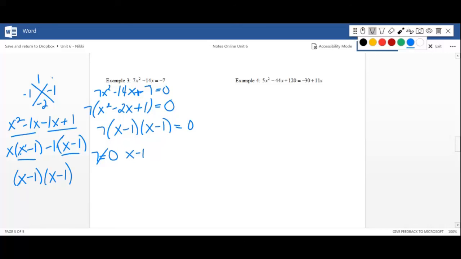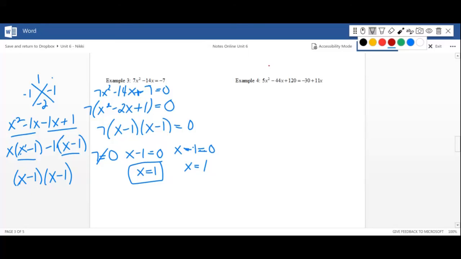However, x minus 1 equals 0 and x minus 1 equals 0 do give us a solution, but it's the same. When you add over the 1, it doesn't matter which one you use. It gives us the answer of 1 for our solution. So I'm going to box in one of those, and that will wrap up example 3.